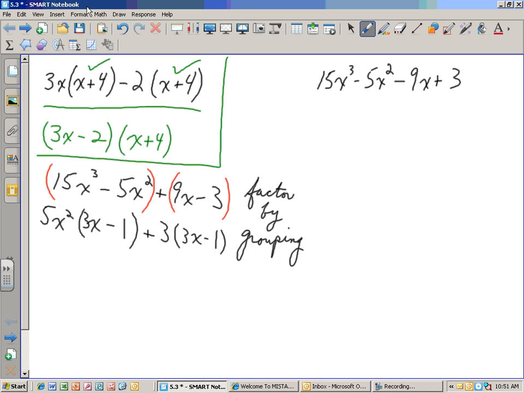So that we can see that these 2 factors are the same. And so I can factor like I factored the one above it, which is 5x squared plus 3 times the common factor of 3x. Okay? And that's how we factor by grouping.